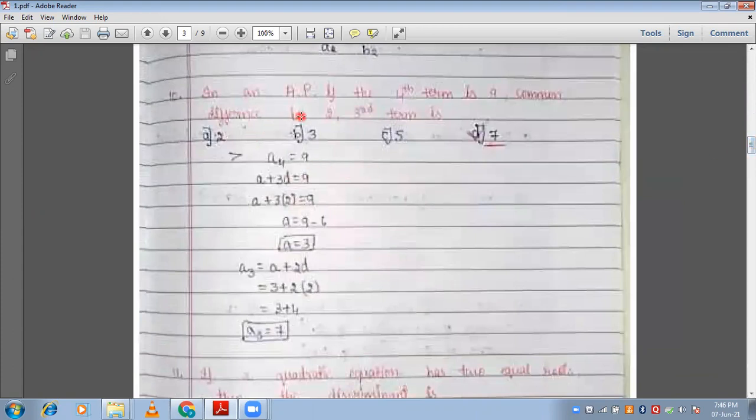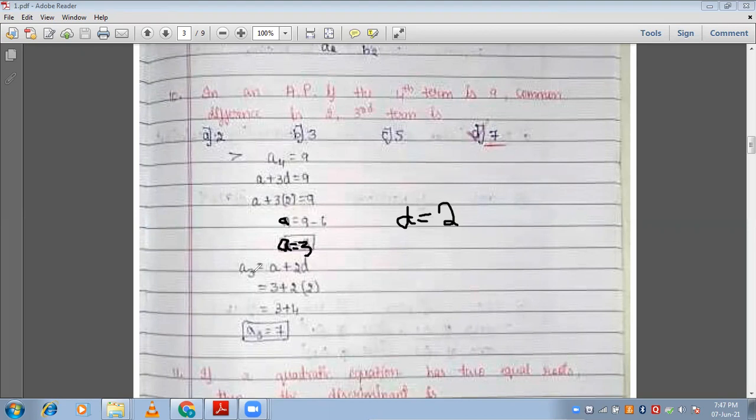10th question: in an AP, if the fourth term is 9 and the common difference is 2, the third term is dash. Here A4 is equal to 9 and D is equal to 2. You can write A4 as A plus 3D, which is equal to 9. Now substitute the value of D: A plus 3 into 2 is equal to 9. So A is 9 minus 6, then the value of A is equal to 3.